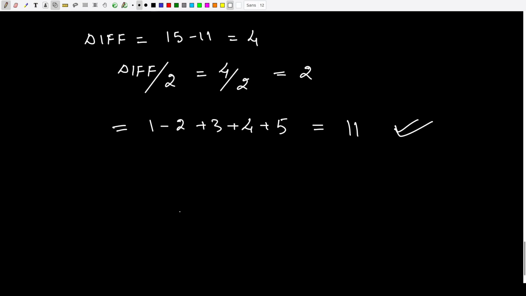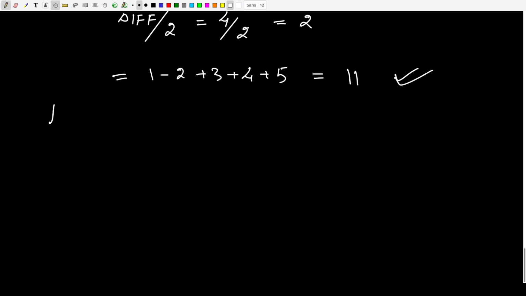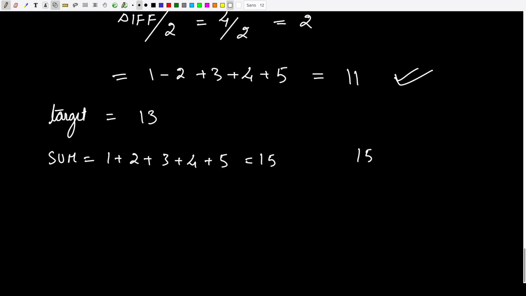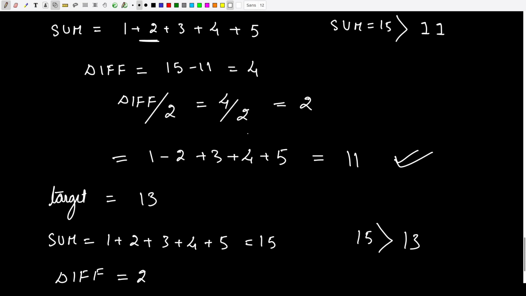Let's take one more example. So let us say this time we want our target to be 13. So again over here our sum will be equal to 1 plus 2 plus 3 plus 4 plus 5, and this is equal to 15, and 15 is greater than 13. Now the difference between sum and target is 2, and please note this 2 is an even number, and in our first example also this 4 was an even number, because of which we are able to apply this logic, right? For an odd number the case will differ.